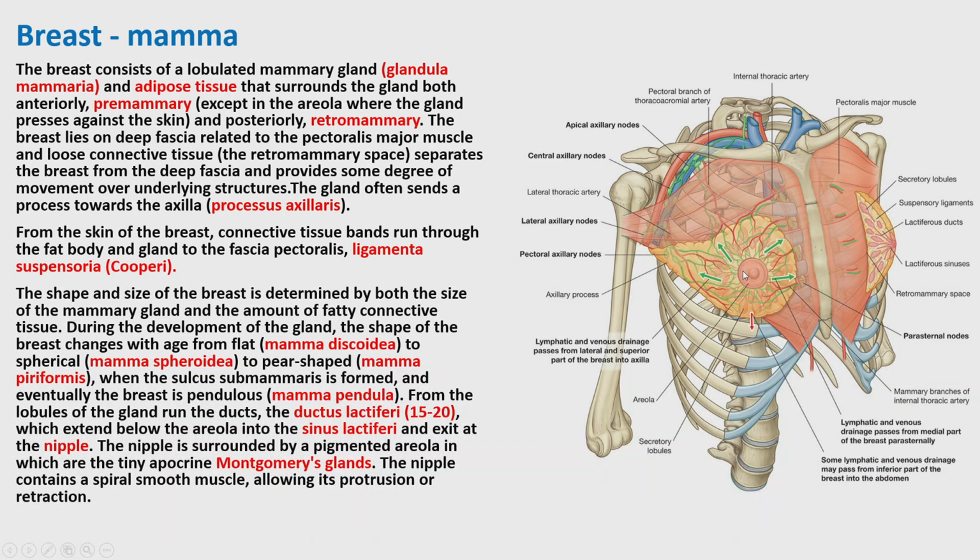And we said that here it doesn't have any adipose tissue. It has very tiny apocrine glands, which are called Montgomery glands. And this nipple in men and children is the landmark for the fourth intercostal space. But in females, of course, it's not constant because of the shape and the size of the breast.